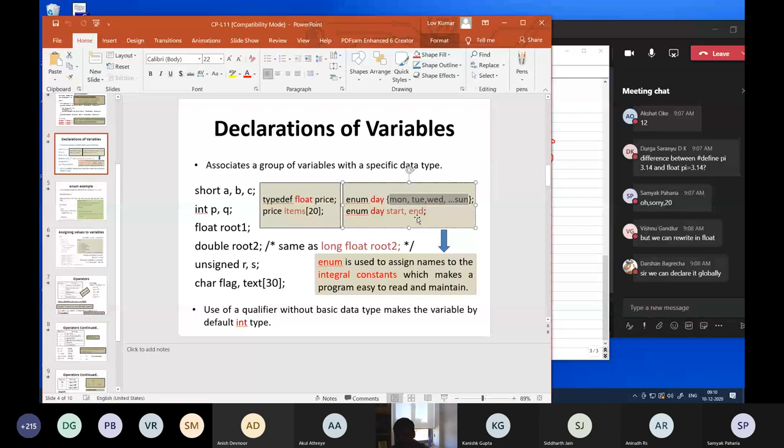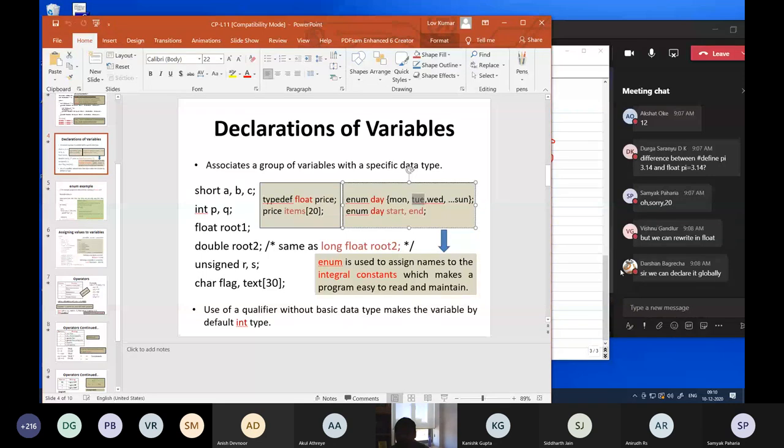By default, try to understand, this is very important. By default, it will store 0 to Monday, it will assign one constant value: Tuesday to 1, Wednesday to 2, and same like that, it will increment the value 0, 1, 2, 3, 4, something like that. Okay. Now, when we are going to use Monday, simply it will print the value 0. When we are going to use Tuesday, it will print the value 1.